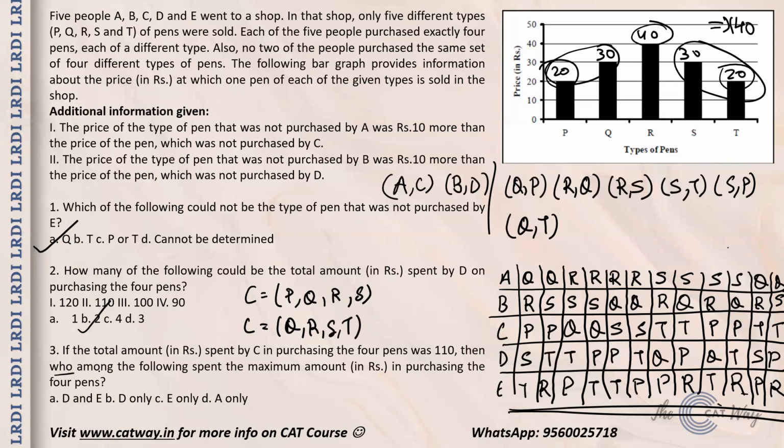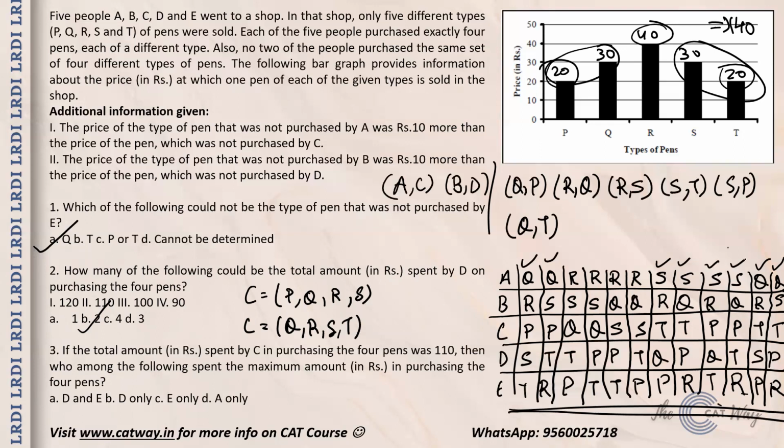And the question is, who among the following spends the maximum amount in purchasing the 4 pens? So in the first case, C is going to leave out T. That means these are the cases that we are talking about. And if C is going to leave P, then the cases we are talking about are these ones.